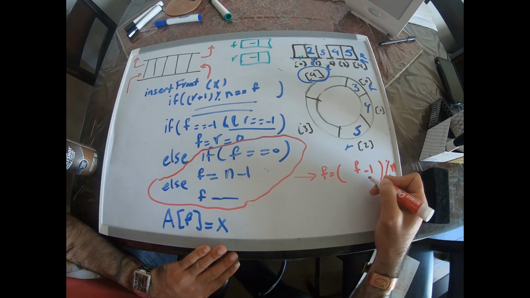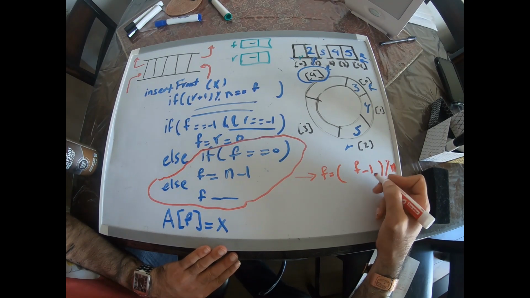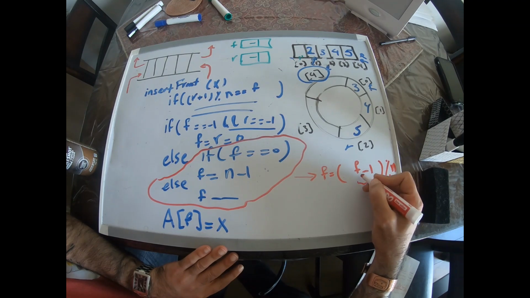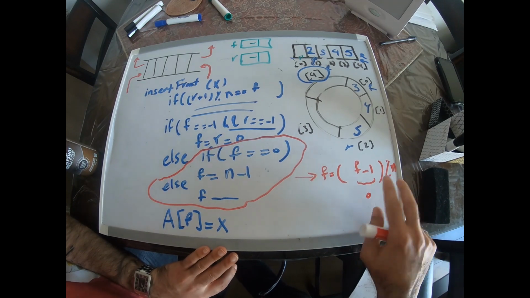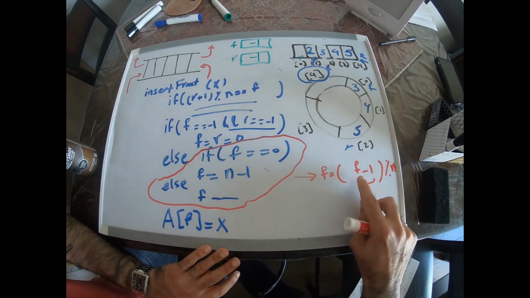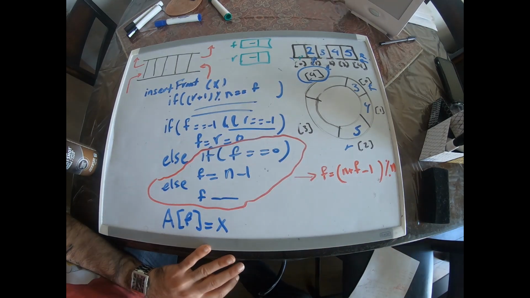The same way that we did it for the insert from the rear, but the problem is that this is going to be a negative number, right? So some people are not very comfortable doing the mod operation for negative numbers if f is 0. So I'm just going to add an n here, right?